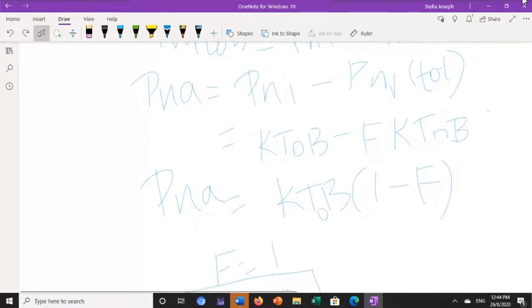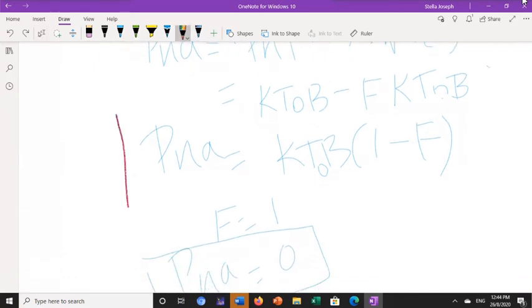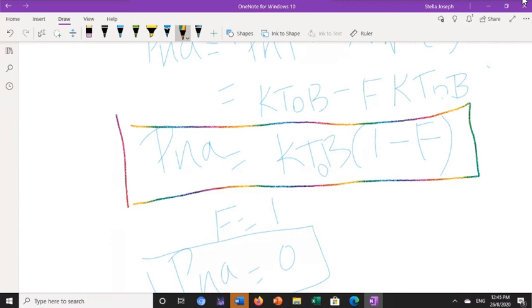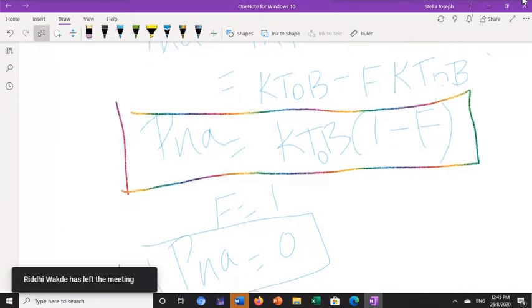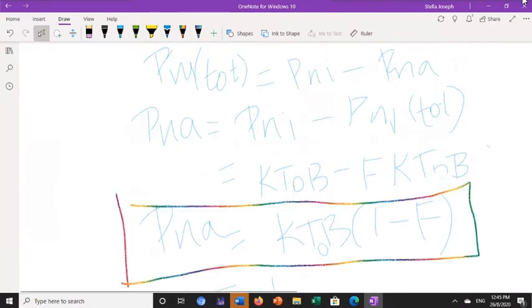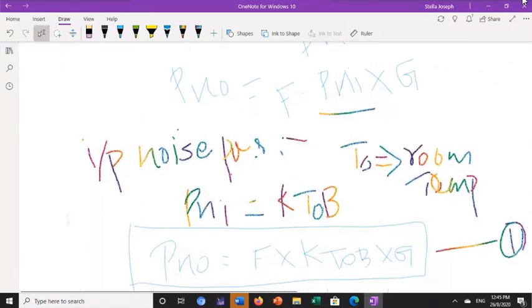If I am taking KT0B as common, then I'll get 1 minus F. So this is my amplifier noise power, that is KT0B into 1 minus F. Consider if I am taking the noise factor value as 1. Then 1 minus 1 will get 0. So my PNA will become 0. That means there is no noise amplification when my noise factor is 1. That is the thing we need to know in terms of amplifier noise power.